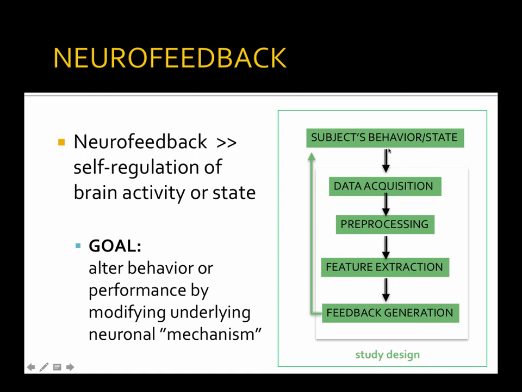So we have a subject. We will need to acquire data, process the data, extract features, and then generate the feedback and put these within an experimental design. The main point in neurofeedback, or the critical point, is to define what is the feature that you're going to extract and display back to the subject. So what is it that the subject is going to see or hear or feel, and how is it going to alter his or her neural activation system.